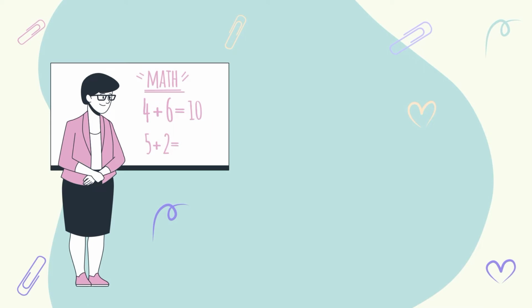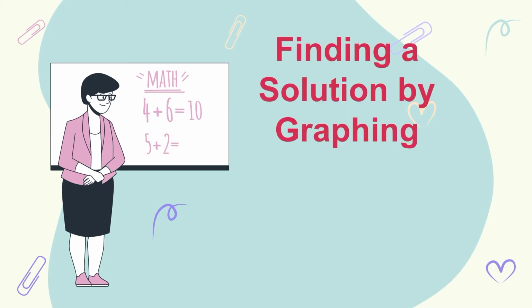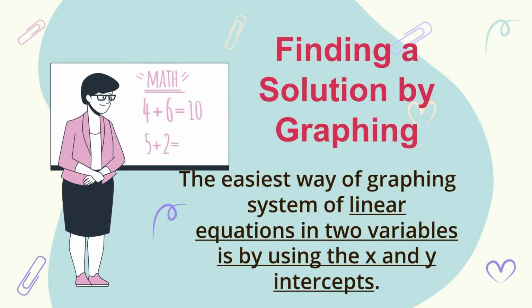The easiest way of graphing a system of linear equations in two variables is by using the x and the y intercepts.